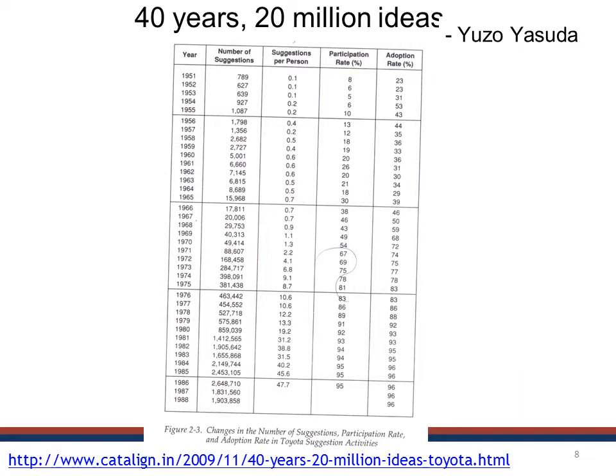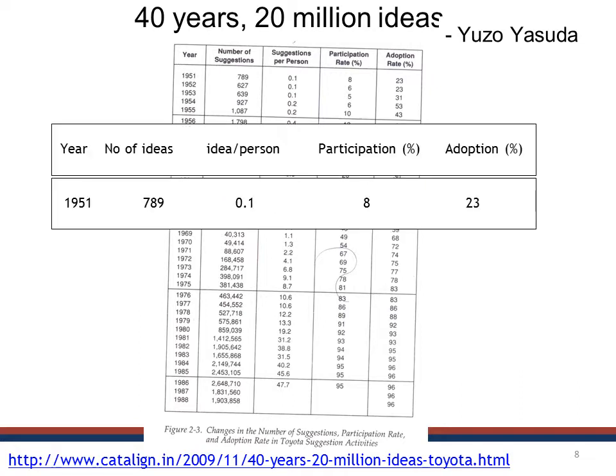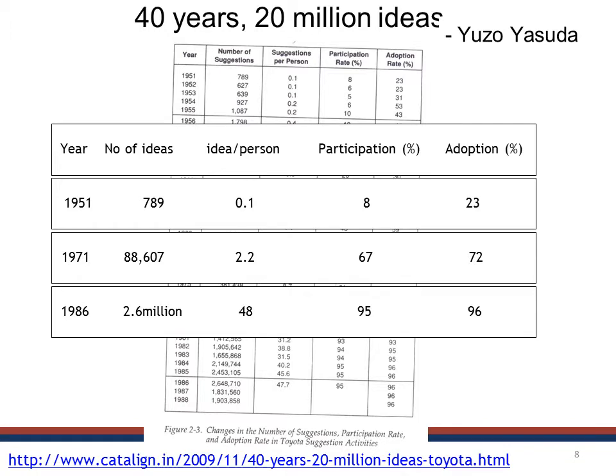The second major influence was a book, 40 Years, 20 Million Ideas by Yuzo Yasuda. In this book, he captures the implementation of the idea management system in Toyota. If we look at a few years out of this table of a long 36-year journey, we can see that ideas per person per year have gone up from 0.1 to 48. Participation has gone up from 8% to 95%, and adoption from 23% to 96%. What this shows us is that yes, it's indeed possible to systematically become more innovative. At the same time, it takes a long time.